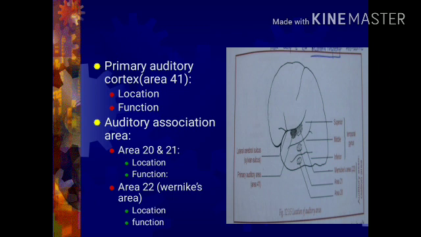Area 22, known as Wernicke's area, is located in the superior temporal gyrus just behind the primary auditory area. You can get the idea about all these areas in the diagram. The function of area 22 is interpretation and understanding of auditory information.